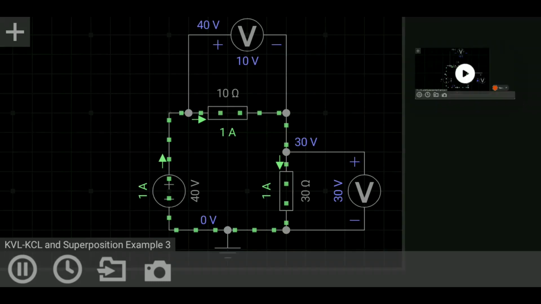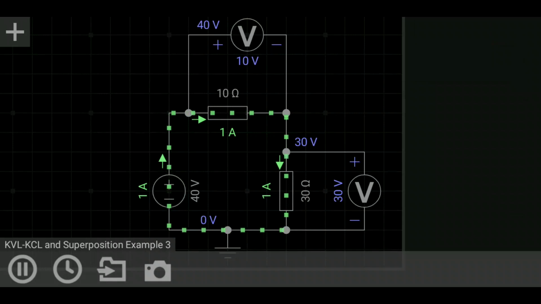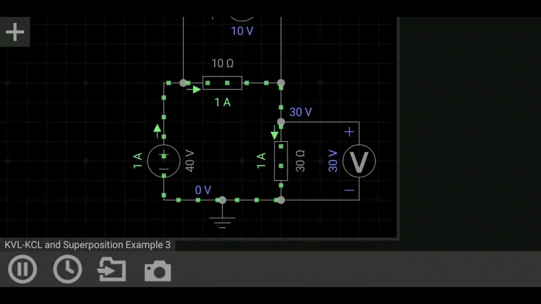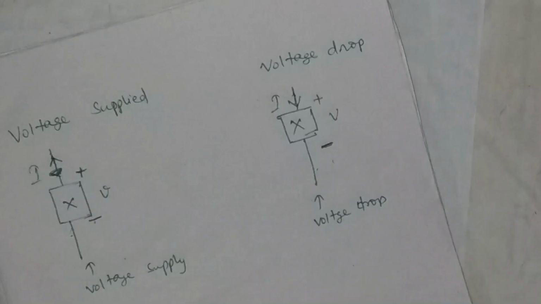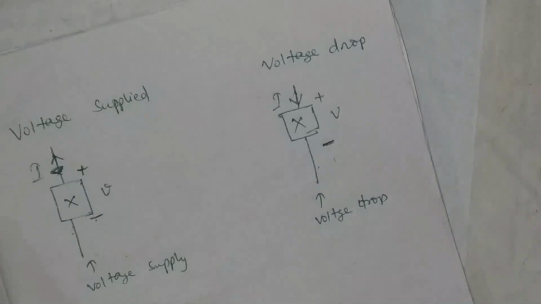Before going to the definition of KVL, let's see what the voltages in any circuit mean. Basically there are two voltages. One is voltage supply and another is voltage drop. So let's understand what voltage supply and voltage drop mean.